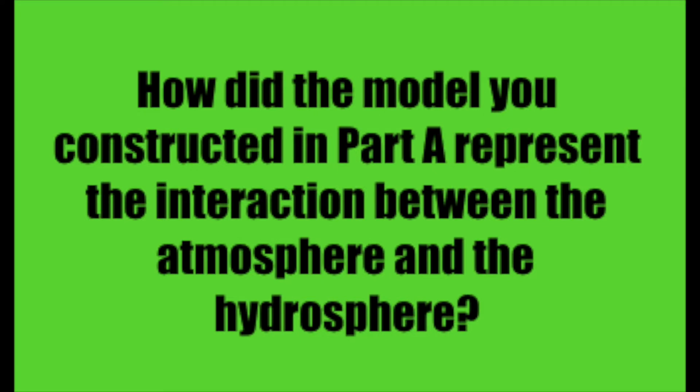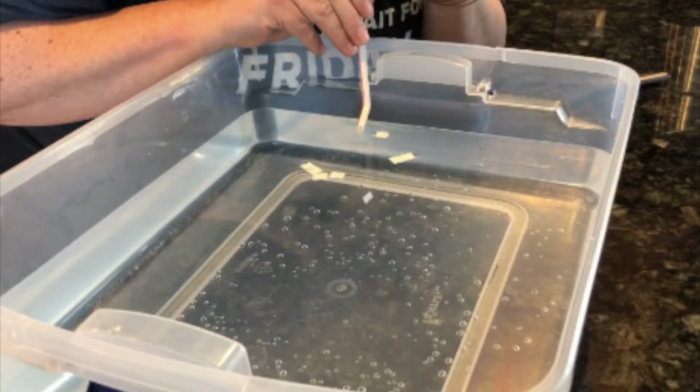For question number 2, it asks, how did the model you constructed in part A represent the interaction between the atmosphere and the hydrosphere? My breath blowing out of the straw represented how wind interacts with the surface of the ocean, which was represented by the surface of the water in my bin.